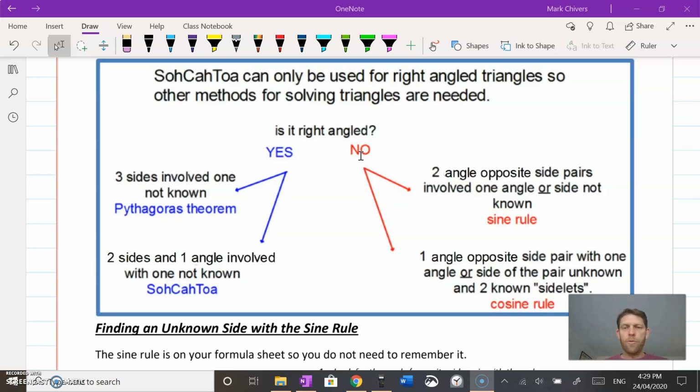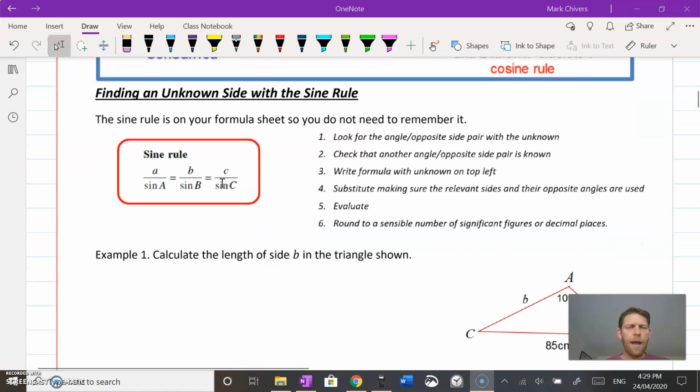And so for the sine rule, we need two angle opposite pairs. I'll talk about what it means in a moment. Involved and one angle or side not known. So we'll talk first about what the sine rule looks like and how we use it to find an unknown side. So here is the sine rule written as it is in your formula sheet.